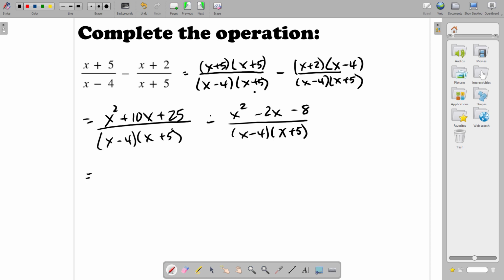Now I need to remember, since I'm subtracting, that negative has to be distributed over each term. So I'm going to write this as one fraction.